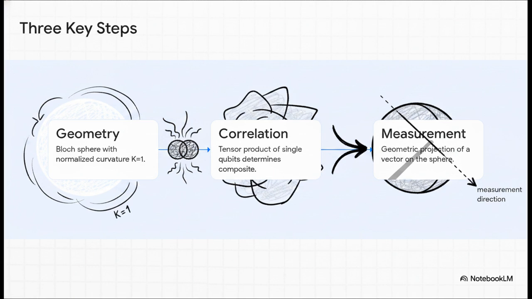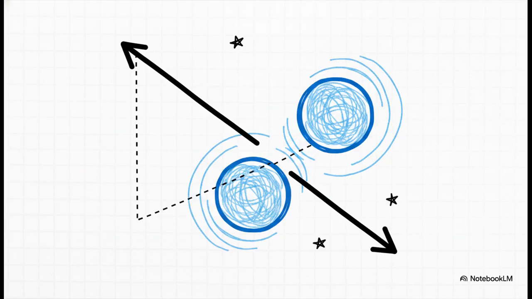And step 3, this one is just beautiful in its simplicity. It says a quantum measurement isn't some abstract, weird statistical collapse. It is simply a geometric projection. I really want you to visualize a measurement as just a vector casting a shadow onto the measurement direction. That's it. And this brilliantly illustrates how those axioms combine.